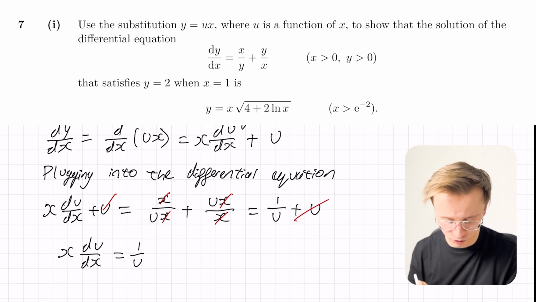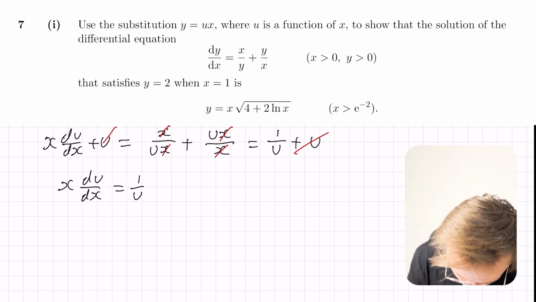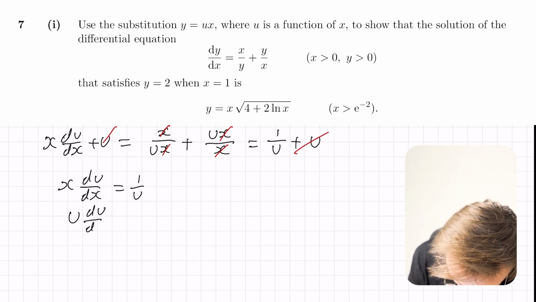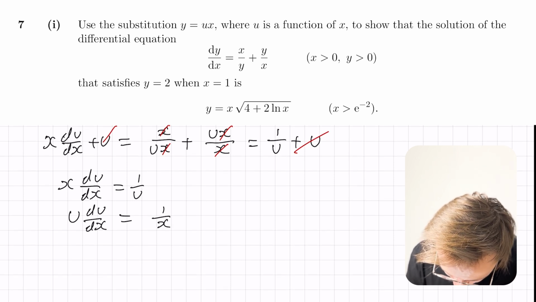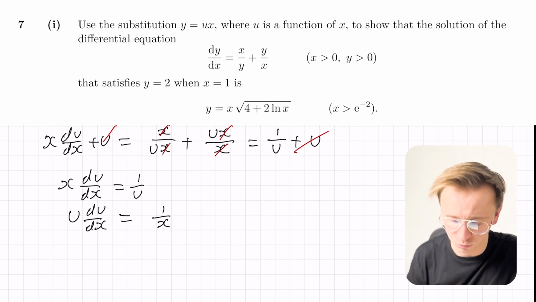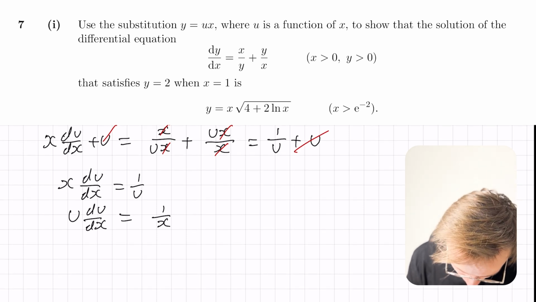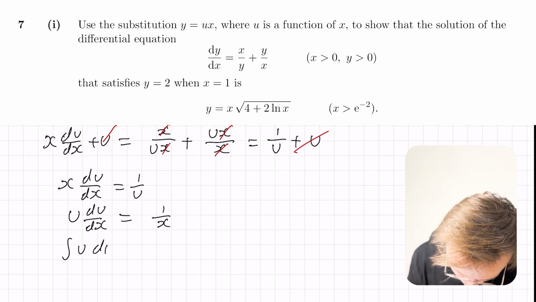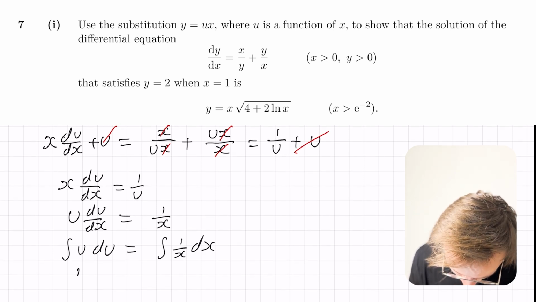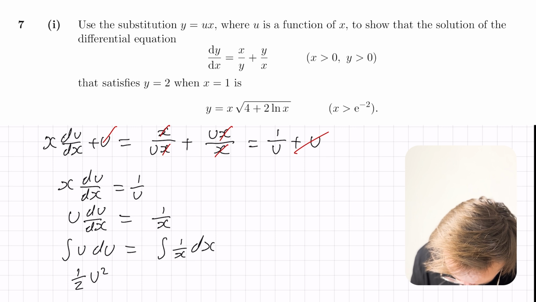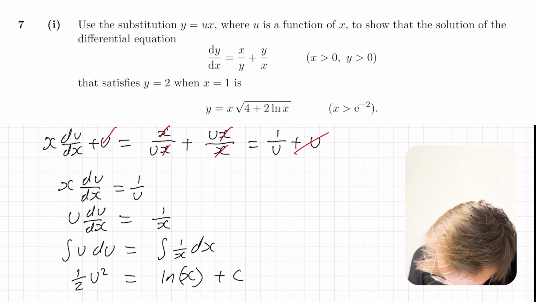Okay, now that's much easier for me because I now can use separation of variables. I can bring the u over to the one side, so u du by dx equals 1 over x. And now, using differential equations, I can integrate both sides, and I will have the integral of u du equals the integration of 1 over x dx. So a half u squared equals ln x, always remembering the constant of integration.